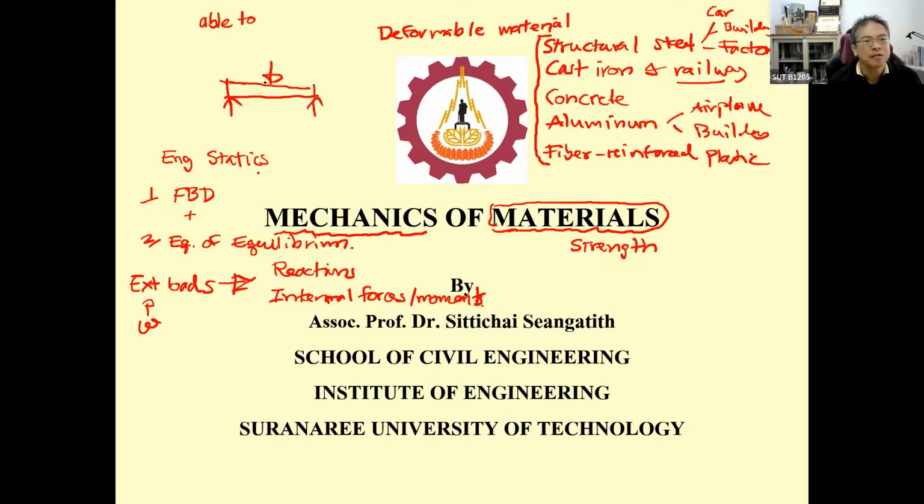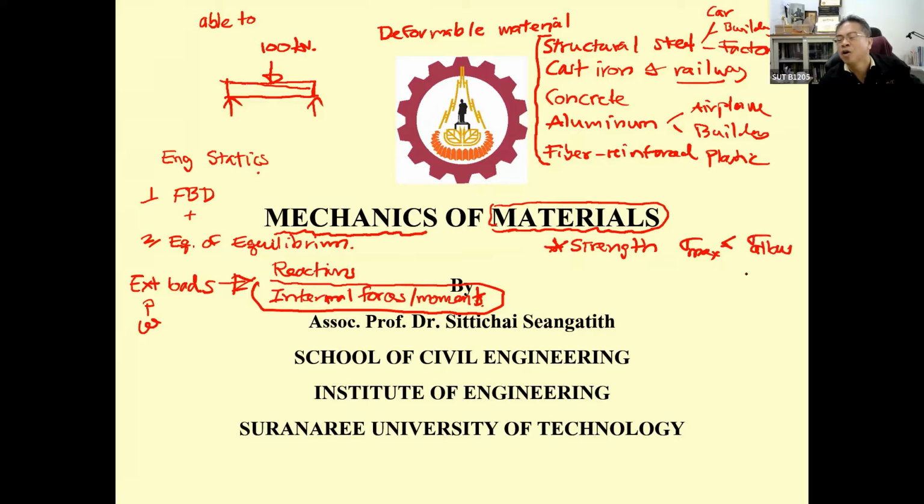This beam must be strong enough to resist 100 kilonewton force. That means it has enough strength. What is going to control it? The stress. That's due to the internal force and moment. The maximum one that occurs over here must be less than or equal to sigma allowable, which is going to be equal to the property of the material divided by factor of safety, okay.